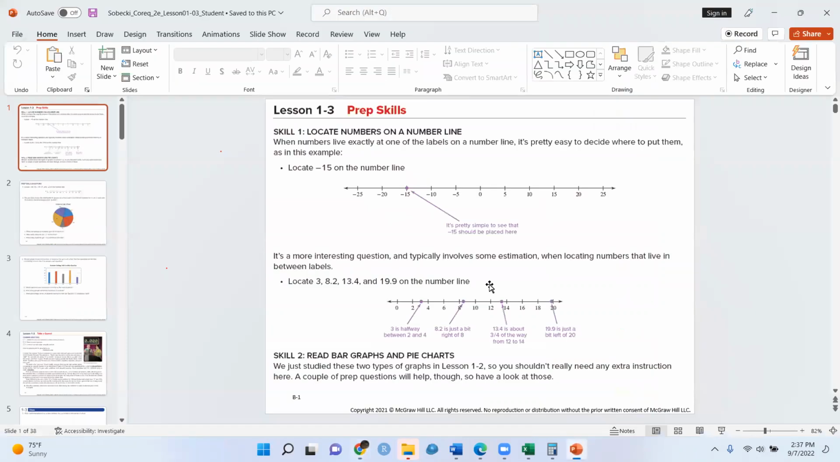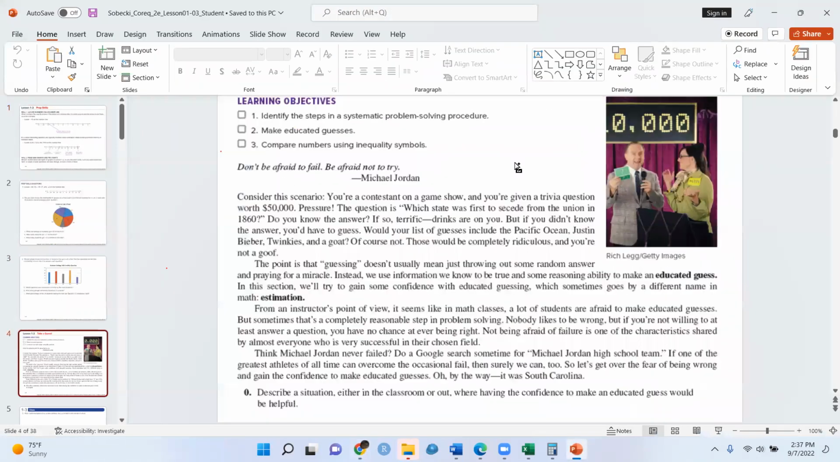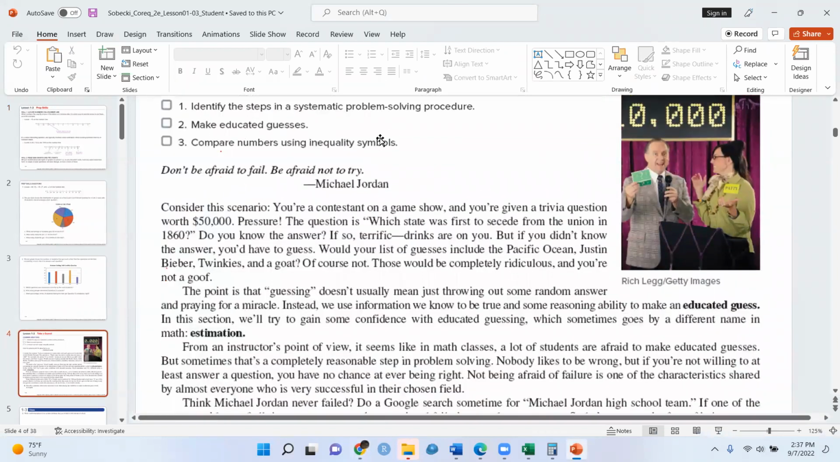Okay, so 1-3. Here we go. 1-3 is, we got this idea of like, hey, what do we need to do? A systematic problem-solving procedure, which I like. We're going to demonstrate that for one thing. And then how do we make guesses? And then I'm not worried about inequality symbols.